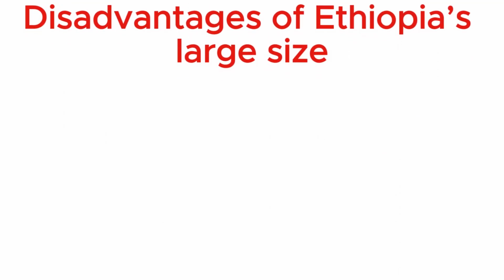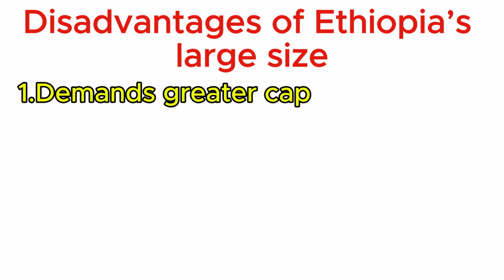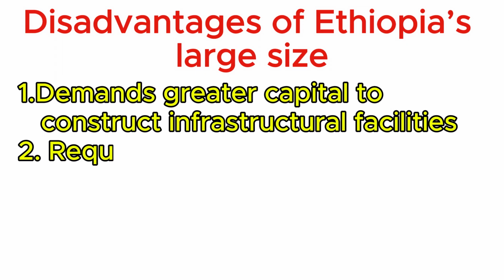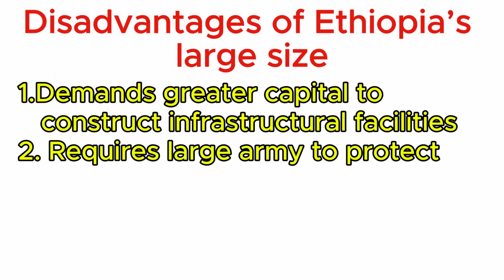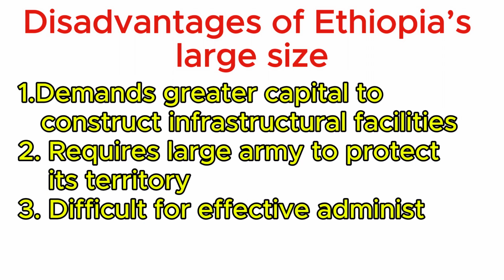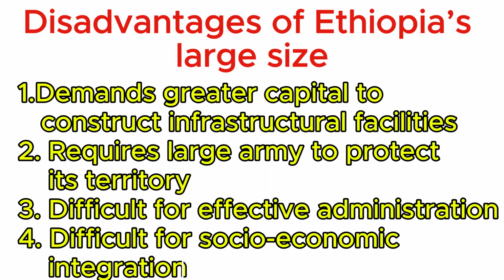The next thing we need to do is describe the disadvantages of Ethiopia's large size. 1. Demands greater capital to construct infrastructure facilities. 2. Requires a large army to protect its territory. 3. Difficult for effective administration. 4. Difficult for socio-economic integration.